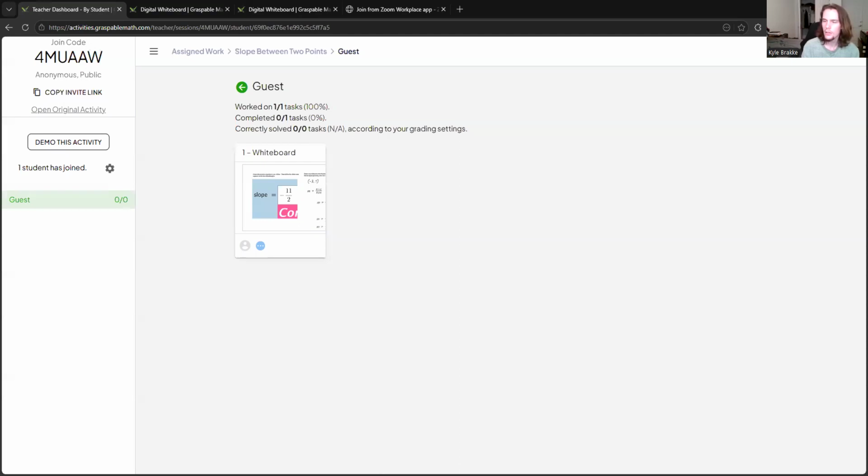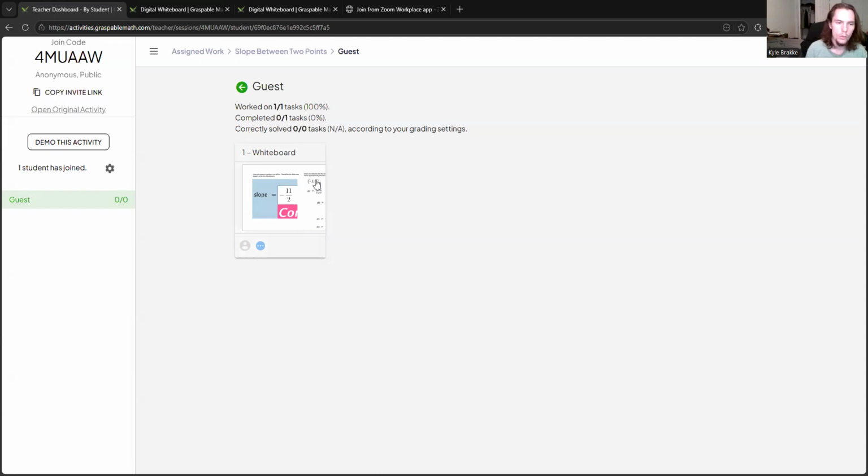So from the teacher's side, there is a teacher dashboard. Let's see if I can get it pulled up. Here is that teacher dashboard. Right now, I only have one fake student in, but you would have your entire class working through an activity.